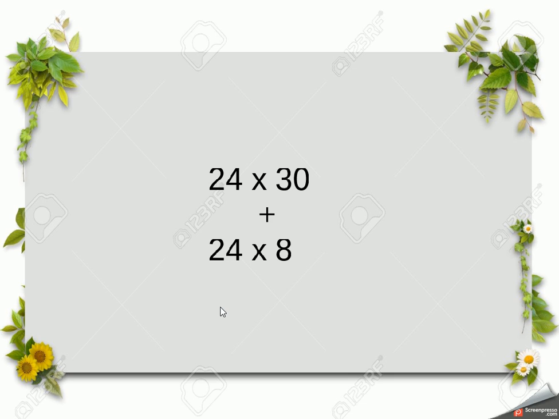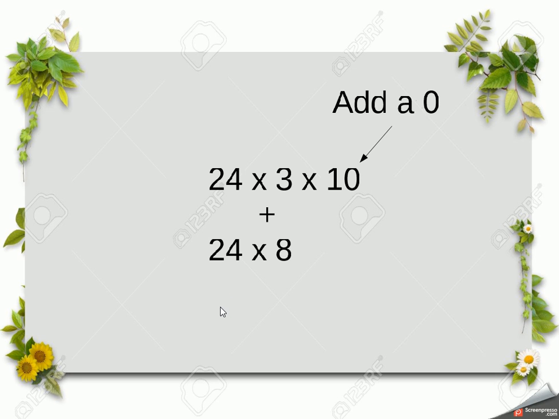So what we're going to do instead of doing 24 times 38 is do 24 times 30 adding 24 times 8. So I've split the 38 up into the tens, as 30, and the 8, which is the unit. So if I can work out 24 times 30 and 24 times 8, then I can simply add the two together.